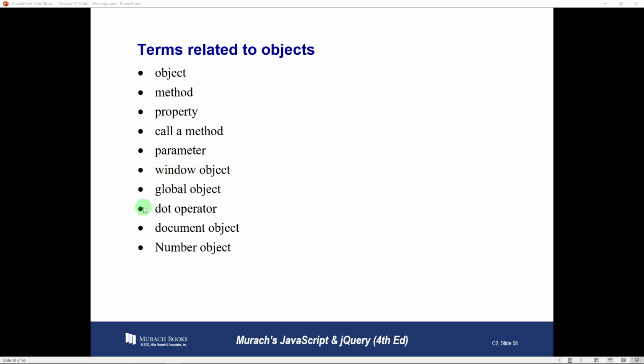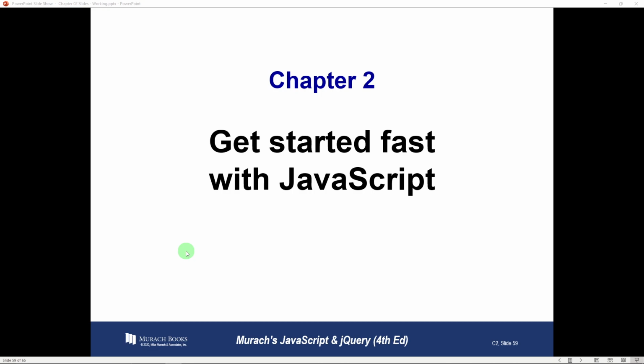So we learned about the dot operator. We learned about the document object, and that it had a method called write. And we learned about the number object that had a method that let us change things to a fixed number of decimal points instead of a floating point. In the next video, we'll go ahead and go with our examples for this chapter that you can look at and learn from before you actually do your assignment.